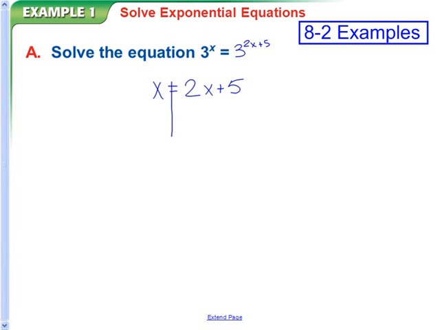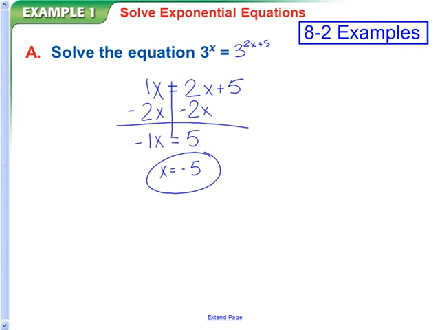And then we just have a linear equation. Drop down your line and solve it. We end up with negative 1x, because remember that's a 1 there, equals 5. Divide both sides by negative 1, and x equals negative 5.